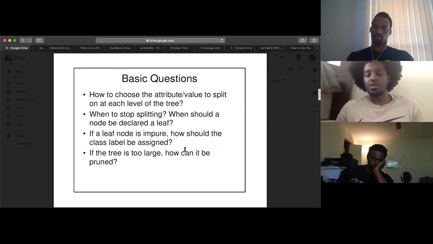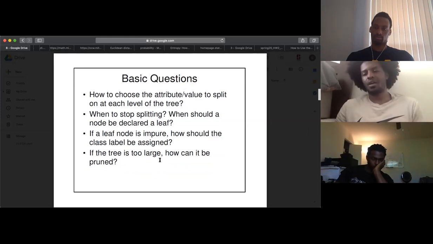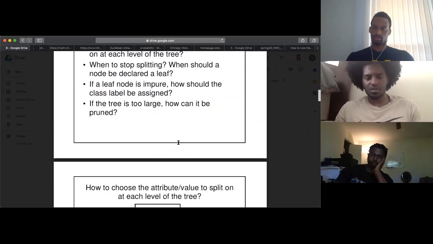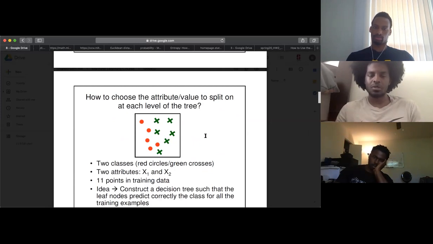So there is an issue. Decision trees in general can become too large because imagine you have 100,000 features, and each feature has 1,000 points in it. That becomes a very, very large tree, and you can overfit. So that's another issue. But we'll talk a little bit more about how you actually split.